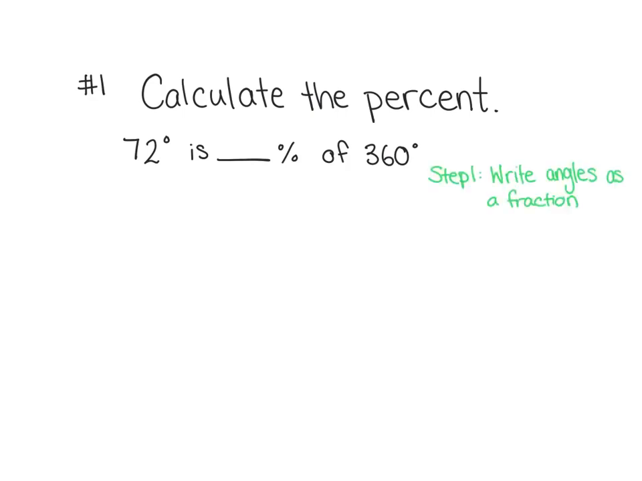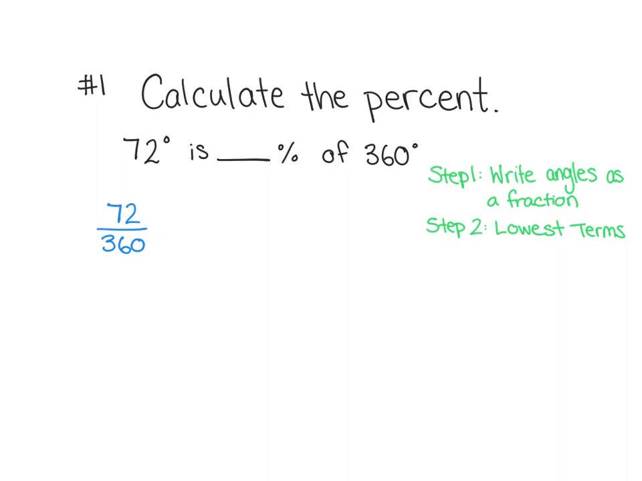So 72 would be the part of the circle that we have. That would be the angle that we're dealing with. And the angles in an entire circle, so the whole of our fraction, would be 360. Now, there's no whole number that can take us right from 360 to 100. So our first step is actually to put this in lowest terms.